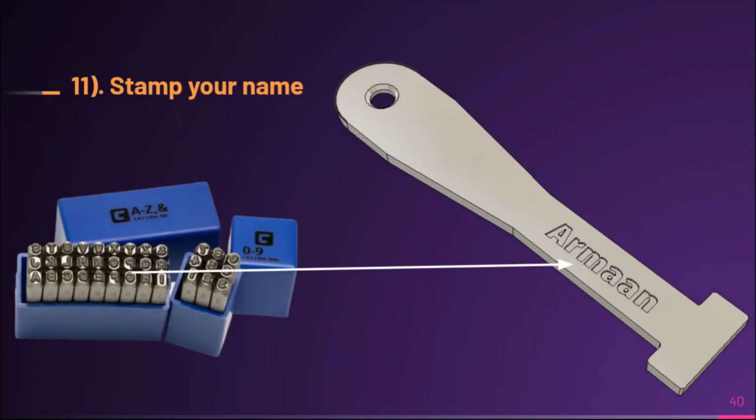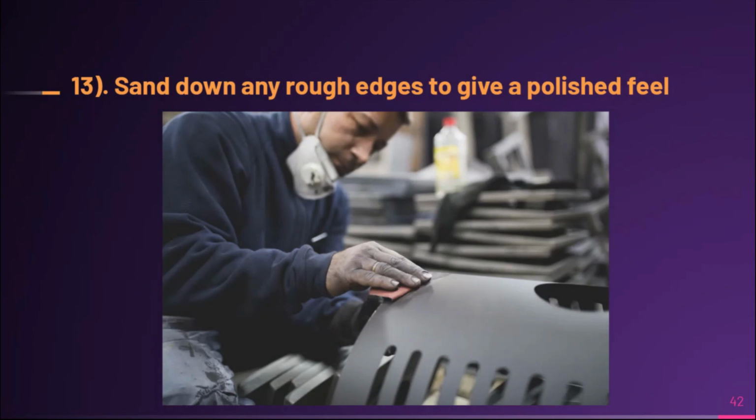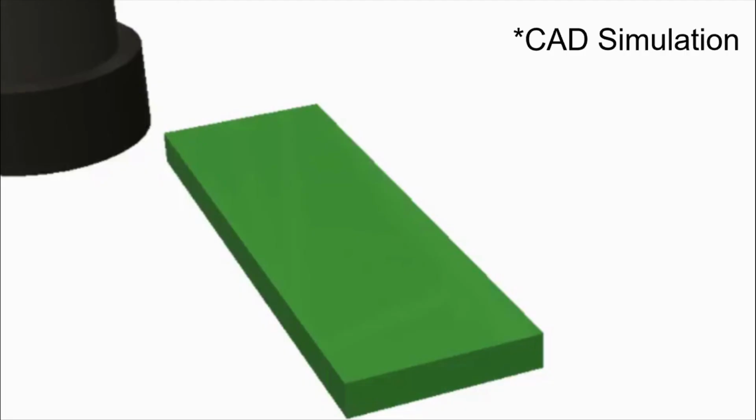Next, use the letter stamps and a hammer to place the letters of your name side by side to form your entire name. Finally, use a caliper to recheck all measurements initially created, and if they are too large, use a file to get them to their exact dimensions. Finally, use your emery cloth to polish any rough edges and give your product an overall nice look. And that's it. Now go ahead and use your product.